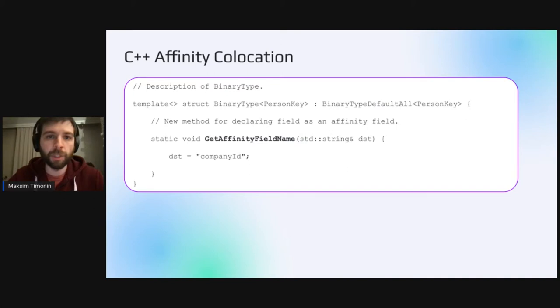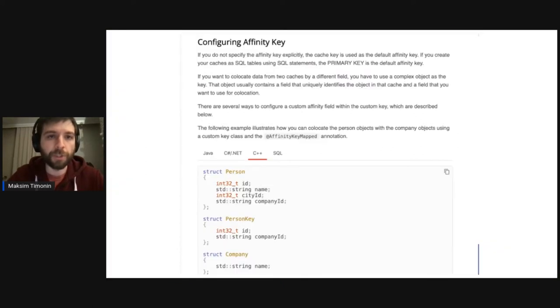It's pretty simple. When you declare your new binary type, in the binary type default description there is a new method, get affinity field name, where you can specify the affinity field for partitioning your data. For more details about affinity collocation or configuring the affinity key, you can find them in our documentation page. Now it has code snippet examples for C++ code, so you can check it. If you have any questions, you can ask them on the user list.